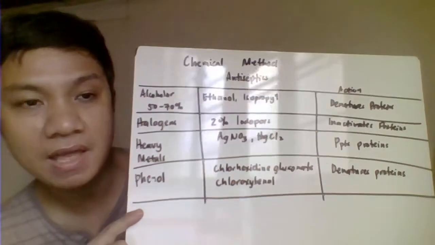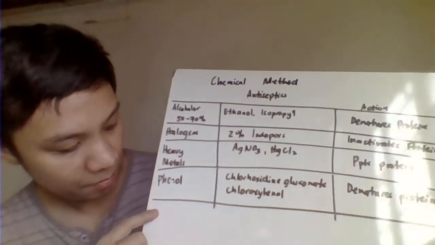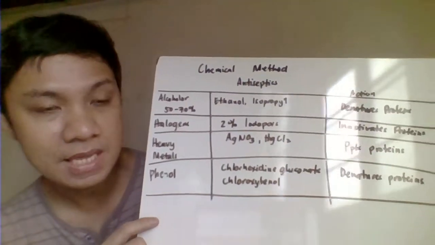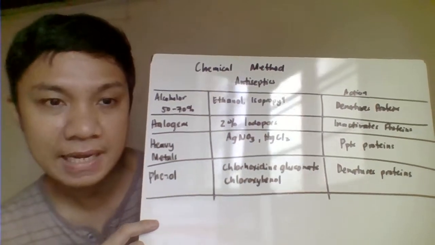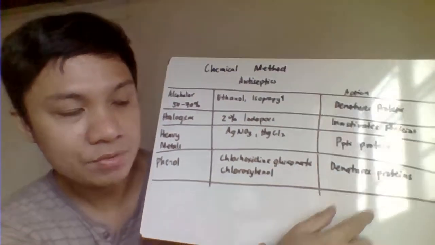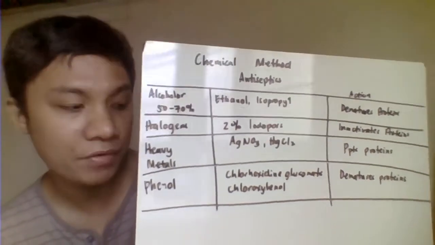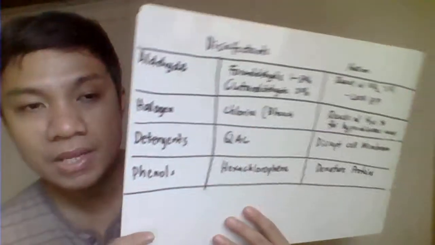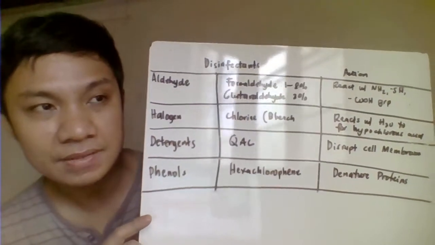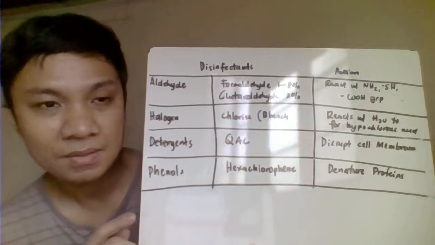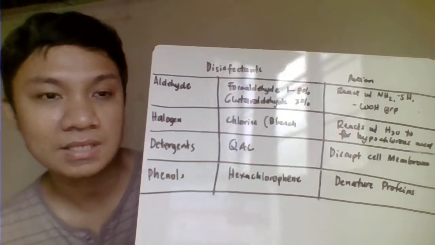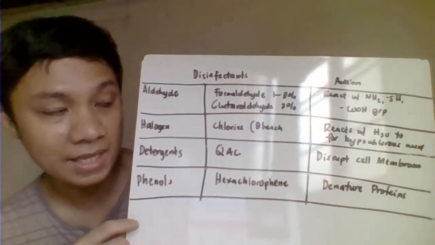Then we have also here the phenol in the form of your chlorhexidine gluconate, chloroxylenol, which also try to disrupt here the protein structure of your bacteria. The following here, on the other hand, are used as disinfectant. So, pag disinfectant, so nasa surface natin siya, hindi natin siya ina-apply ulit sa skin natin, di ba?